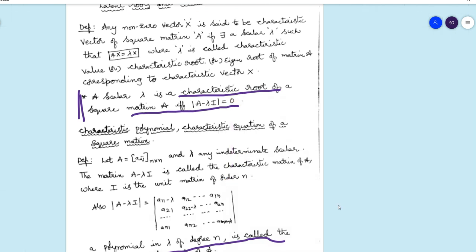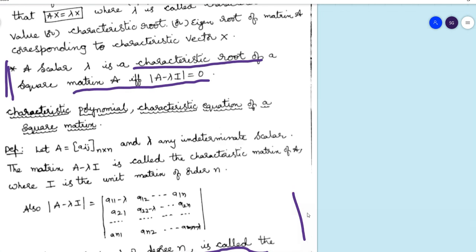In the next video I will show you problems on characteristic roots, how to find characteristic roots and characteristic vectors.